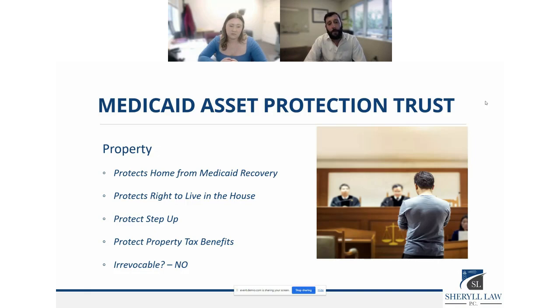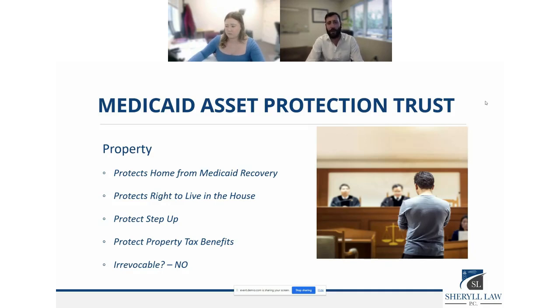Now, a Medicaid Asset Protection Trust is an irrevocable trust, but it's not really irrevocable. All that irrevocable means in this context is that you, the person that created it, can't revoke it on your own. Okay? But it still can be revoked. It can be revoked by an order of the court. Now, we don't want that, right? But it could also be revoked with consent of the trustees, the people that are in control of the trust, and the beneficiaries.